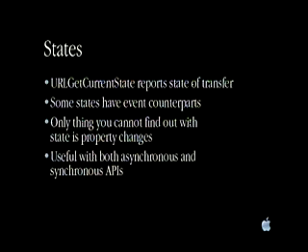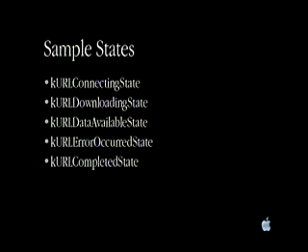Checking states is useful in both the asynchronous and the synchronous APIs, so that if you've used one of the synchronous calls and gone off into another thread, you can get the current state of a transfer. Here are some sample states that are available: the connecting state, download state, data available state, error occurred, and completed state.